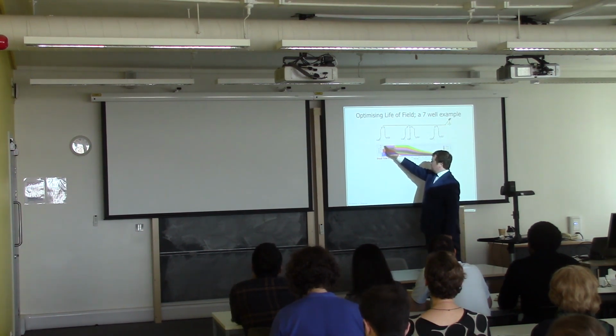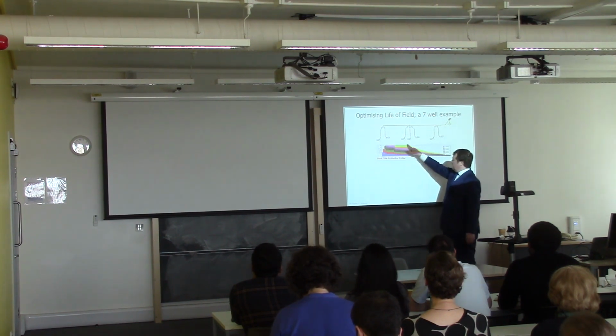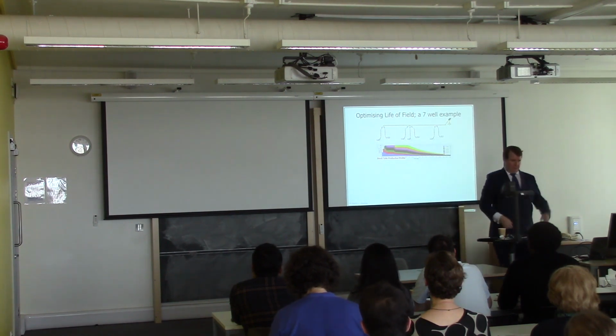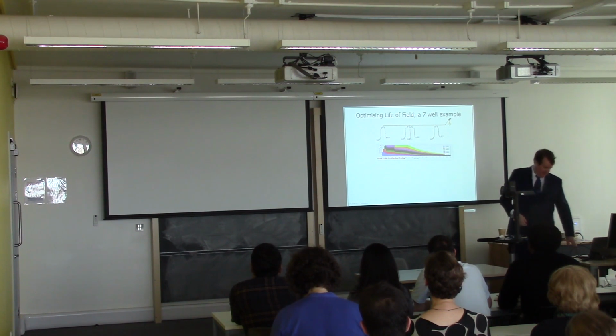You see that we've got a drilling schedule until we meet our desired 60,000 barrels a day, and then at some point we drop off plateau because the reservoir has lost its pressure or some other reason for why we can no longer maintain production rate.